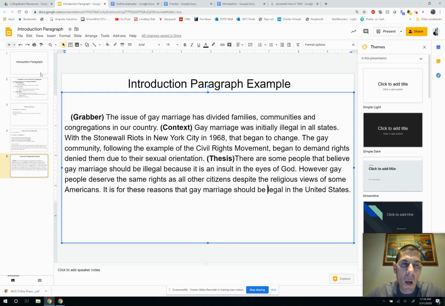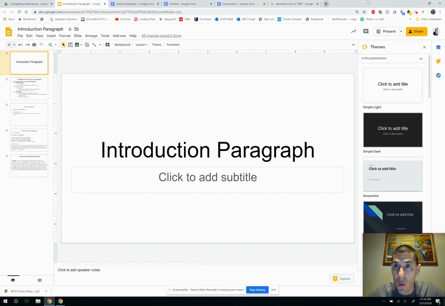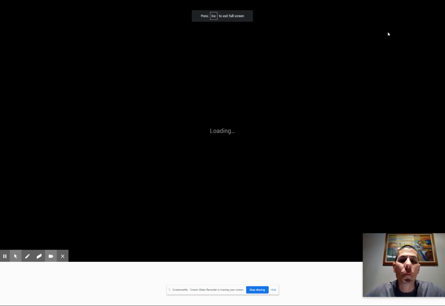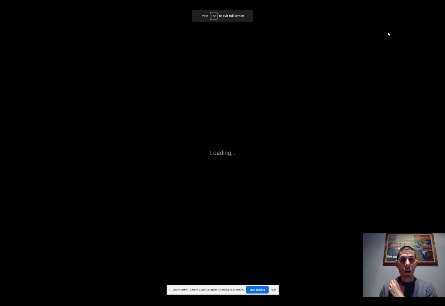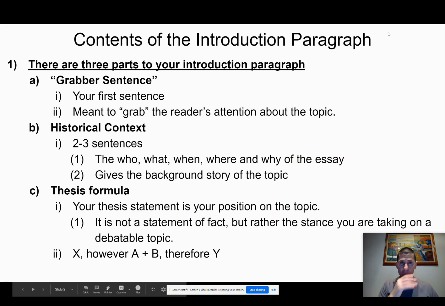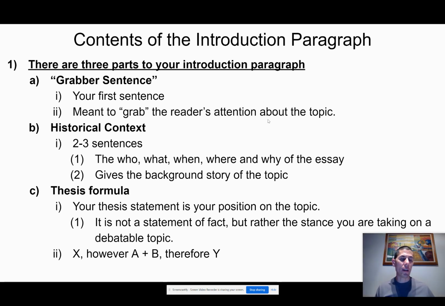So I broke down your introduction paragraph, which is the most important paragraph of your paper. Now, the first thing to understand is what a thesis is. Every writing topic you're going to be given is going to be a debatable topic. You're going to be given a situation where you have to take a stand. You could take either stand, but you must take a stand. It is not a statement of fact.